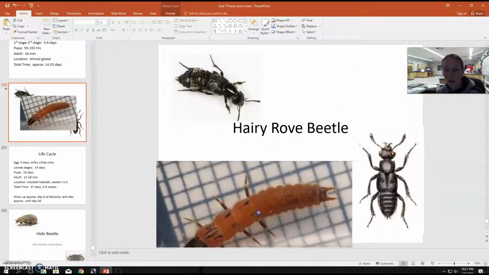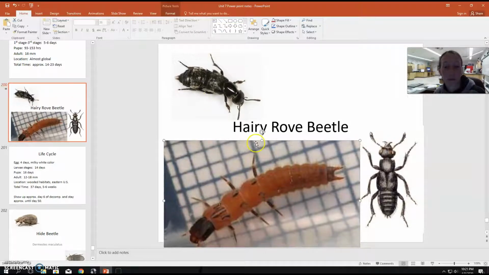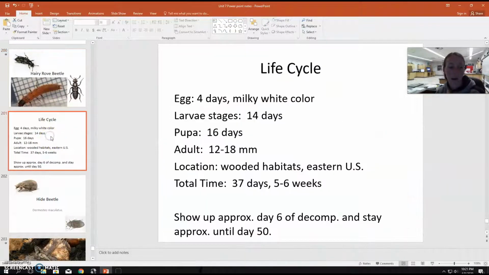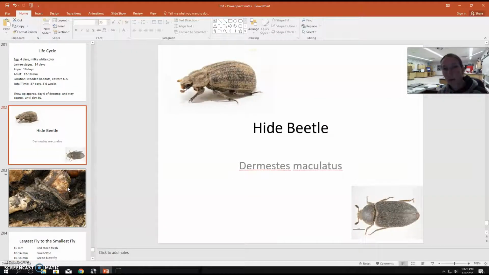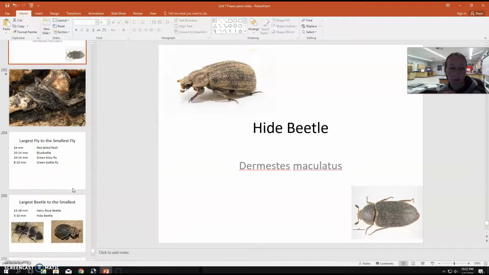I kind of want to skip to the hairy rove beetle. And once again, I got to move these pictures so you can see it better. Biggest thing to understand about beetles, I do not expect you to memorize their life cycle. The only one I want you to memorize is the flies. But the biggest thing to understand about beetles, if you look here, they show up approximately day 6 of decomp and stay until approximately day 50. So like I said, they don't show up at the very, very beginning in that fresh stage. They kind of hit that putrefaction, black putrefaction. Less liquids, the better environment that they enjoy. So beetles show up at the end. They are not the first insect to show up. That's going to be your flies.